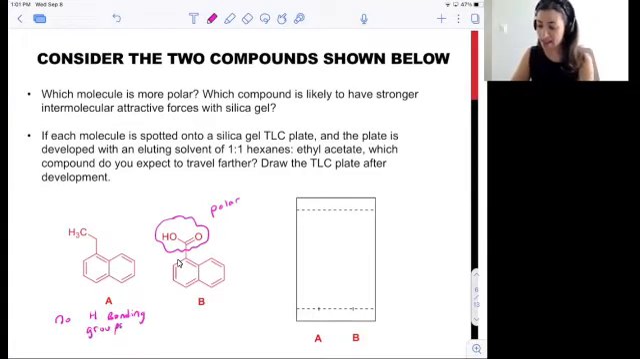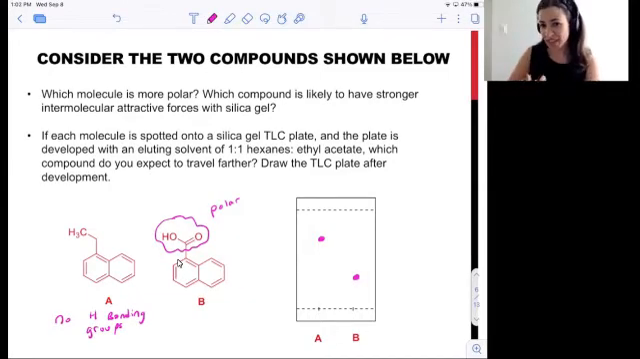Given that A is the less polar compound, we expect that in this equilibrium between our polar stationary phase and our less polar solvent, A will spend a greater amount of time traveling with the solvent, while B will adhere or adsorb more tightly to the solid phase and will travel less, spending less time with that mobile phase, leading to a lower RF spot.